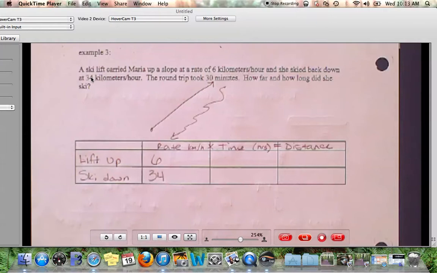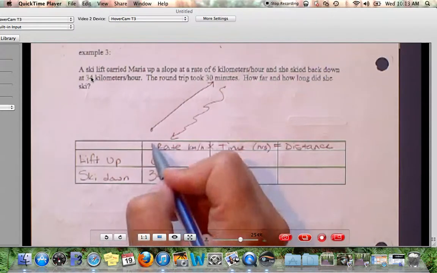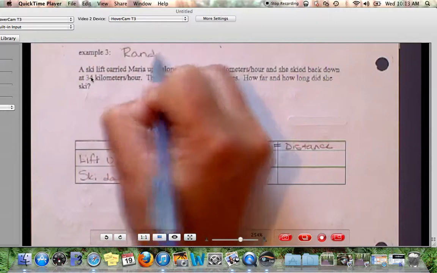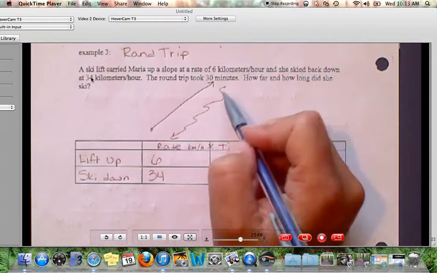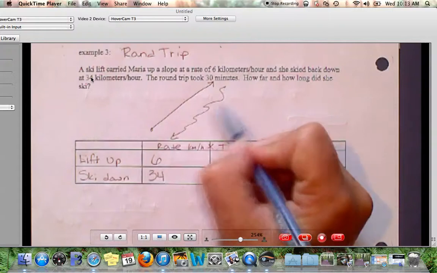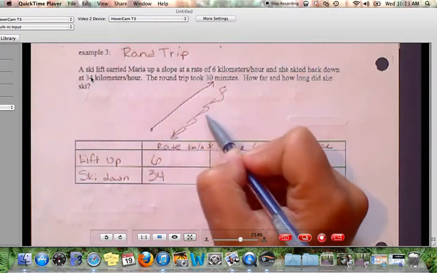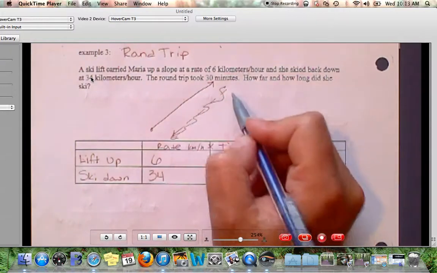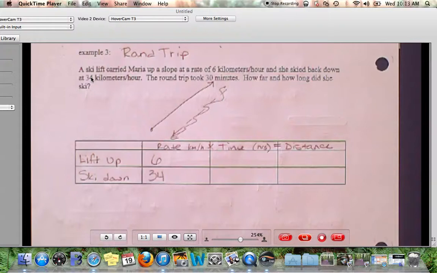All right, so with a couple challenging pieces here. Let's first talk about the difference between this setup and the other 2. This one is what we call a round trip. You go one distance at a certain rate, you come back at a different rate. Now, in order for this to work out, we're assuming that people ski back and forth, but we're talking about her overall distance, not the actual distance she's going back and forth, but the distance from the top of the hill to the bottom of the hill. Okay, so we're assuming a straight path here.